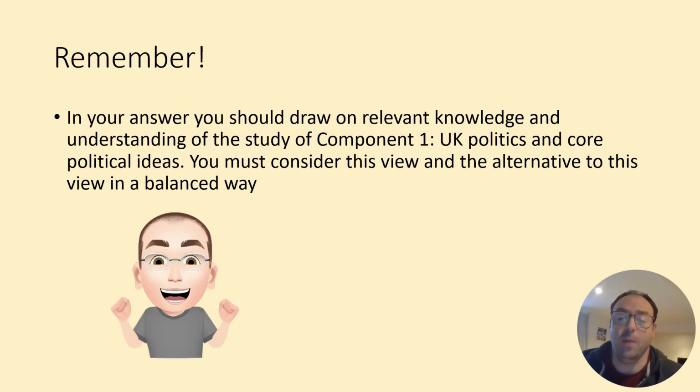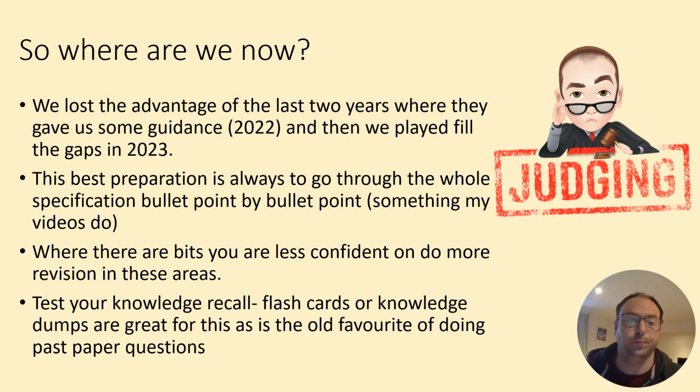Another big thing to remember going into component 2 is that you can't forget all that stuff you did in component 1. So this is the bit of the blurb from the exam board. In your answers, you should draw on relevant knowledge and understanding of the study of component 1, UK politics and core political ideas. You must consider this view and alternative views to the view in a balanced way. So that's the blurb bit you always get on the question paper. So you can bring in stuff, you should bring in stuff. Make sure you bring in stuff from component 1. Hopefully that's all nice and fresh in your brain because you just don't examine it. So that should be relatively easy.